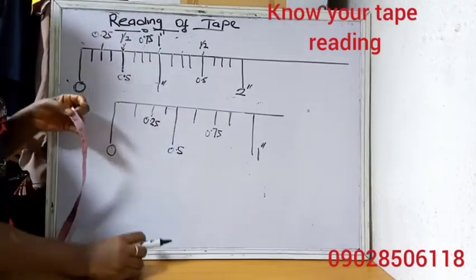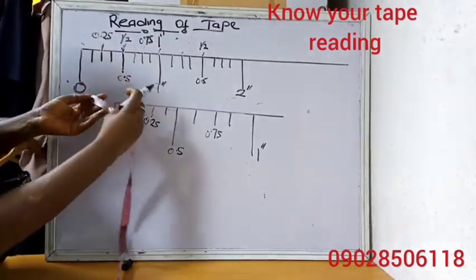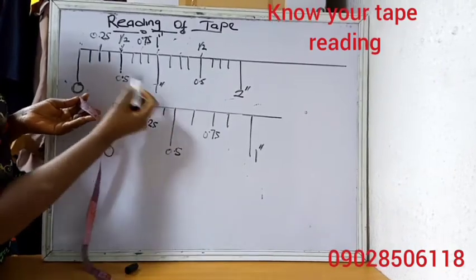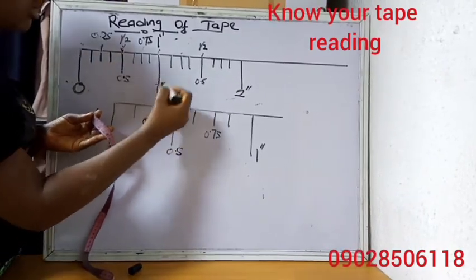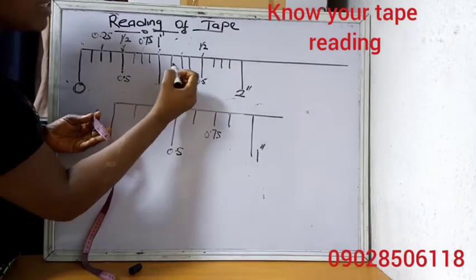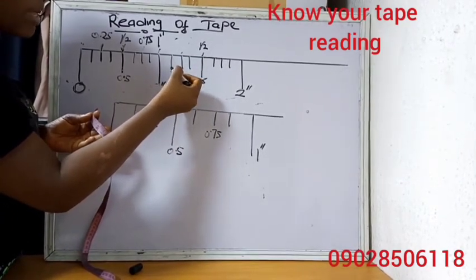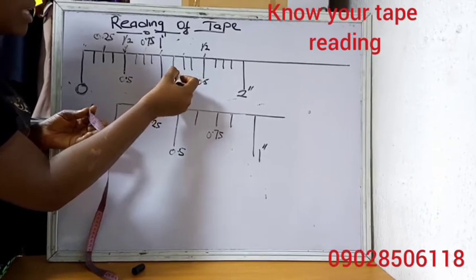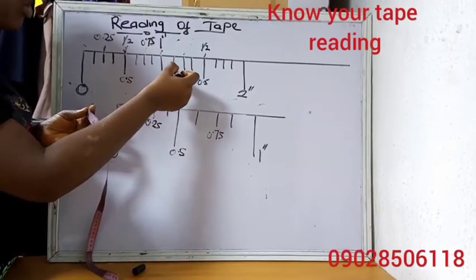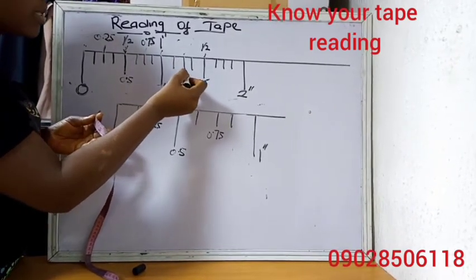So if you are measuring, you know that after this 8 you have your 1 inch, then it's the same thing. If you are going after 1 inch, you have another line, which is the same thing as, let's assume you have your 0.25, which is the second line.